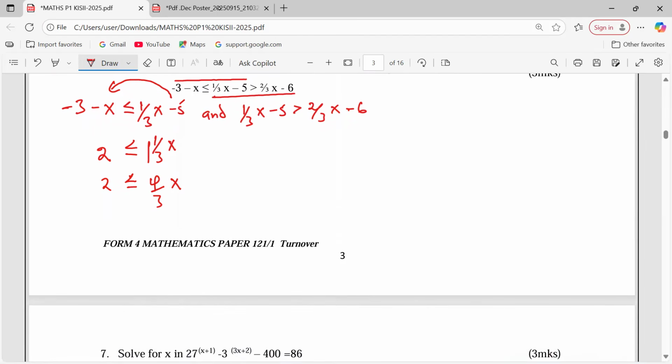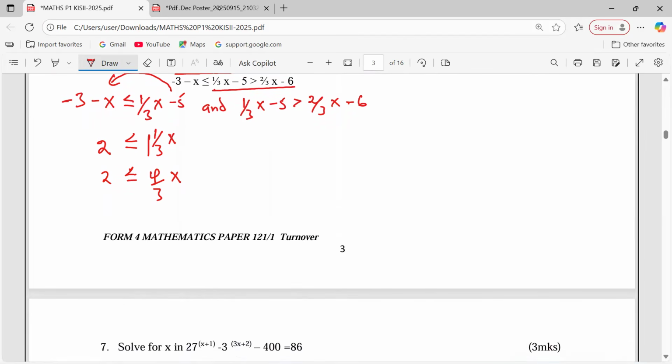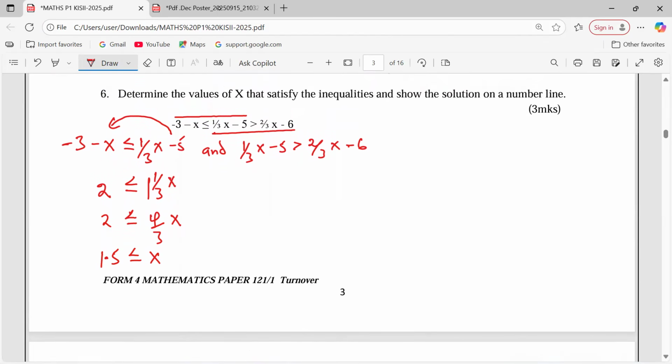Then we can multiply by 3 over 4. 2 multiplied by 3 over 4 gives us 1.5. Yeah, 1.5 like that. So we now have a simplified first statement. What about on the other side?